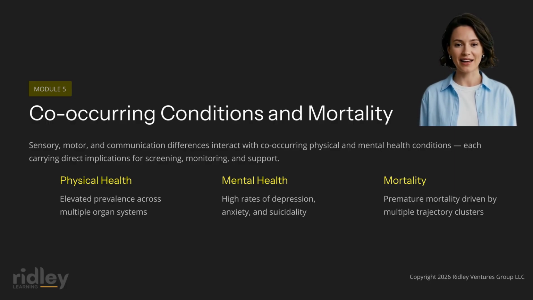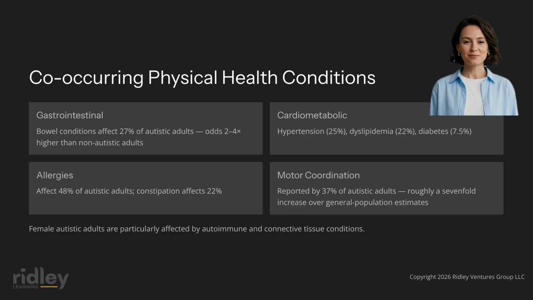In this module, we'll examine the physical health conditions that disproportionately affect autistic individuals, the mental health conditions that accompany autism at every age, the critical topic of suicide and self-harm risk, and the sobering data on premature mortality and reduced life expectancy. Each of these areas carries direct implications for how allied health clinicians screen, monitor, and support the patients they already serve. Let's begin with co-occurring physical health conditions.